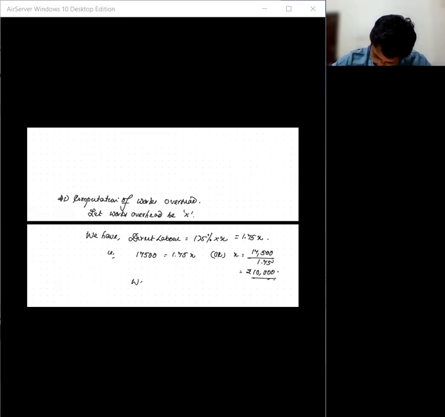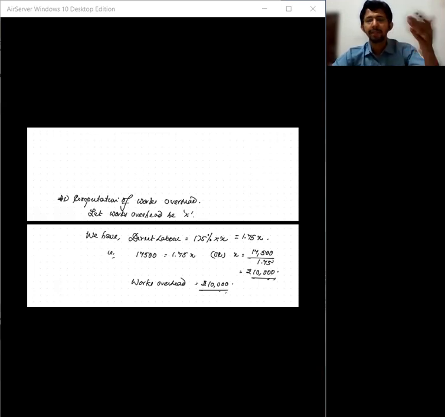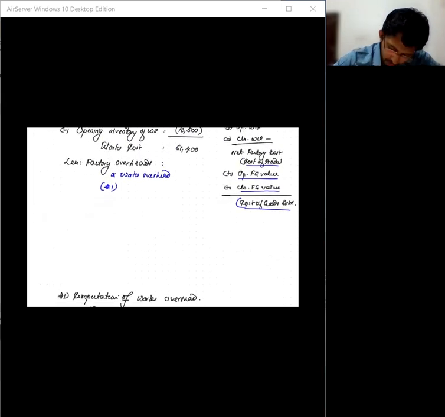Therefore, works overhead, it's an easy calculation. I just formulated this equation because it will be even more clear to you. But when you do it for the exam, you don't have to do this many steps. You can simply take 17,500 divided by 175%. That will give you 10,000. That will be the value of overhead. So it should be 10,000, right?